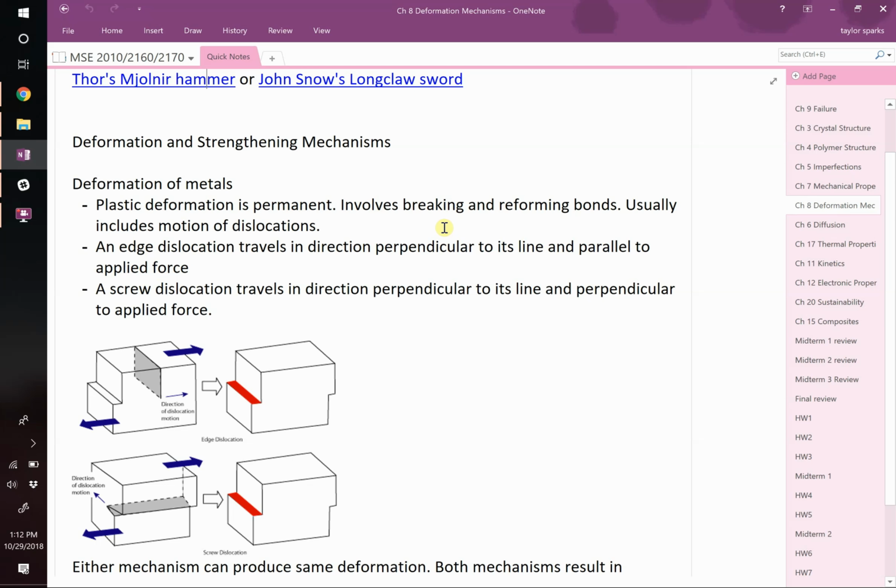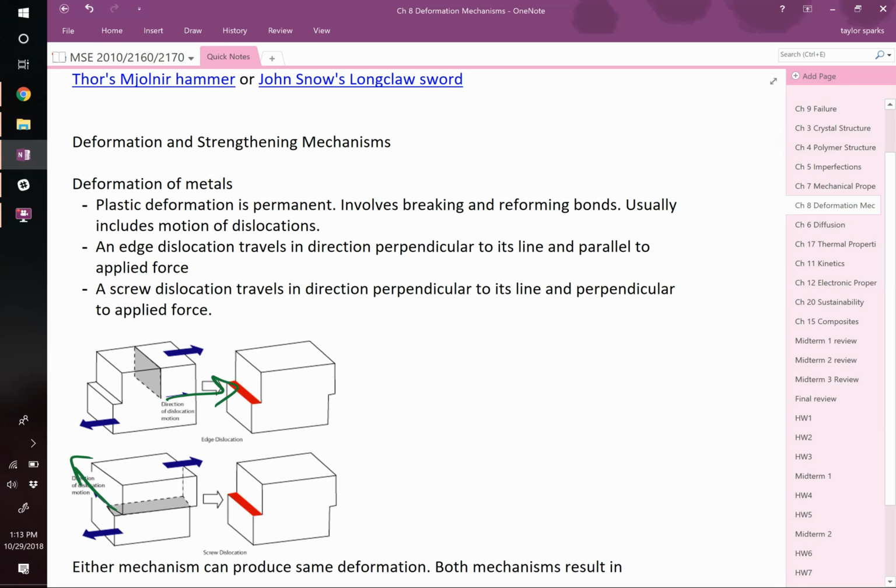Okay? I can apply the exact same shear force, but this time to a material that has a screw dislocation. The screw dislocation is going to travel that way, whereas the edge dislocation traveled that way. But in either case, as this thing screws that way, it will pop out and produce the exact same deformation. So both of these dislocations, if they're able to move, and that's the key thing here, this one moved this way, this one moved that way. If they're able to move, then you can produce deformation, right? So on one hand, you want dislocations in your material, right?